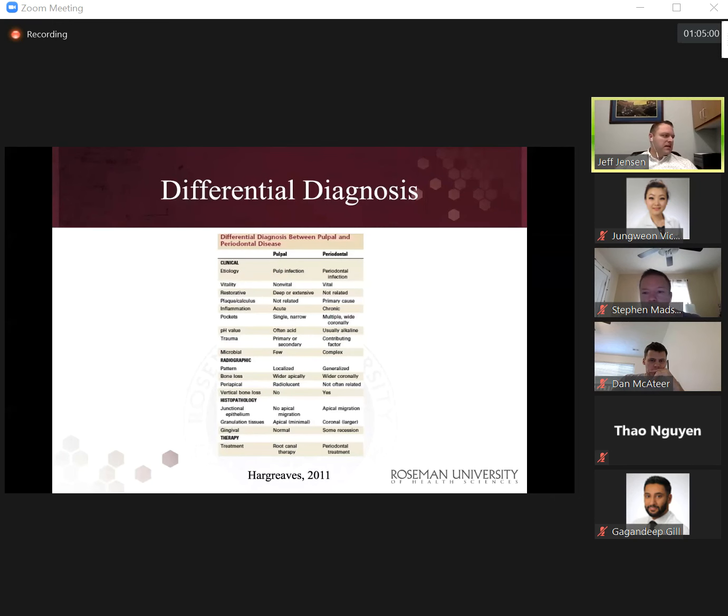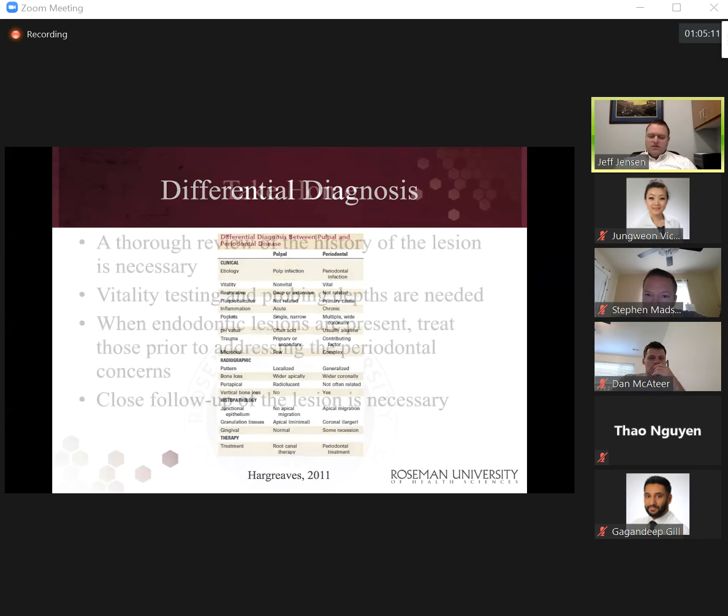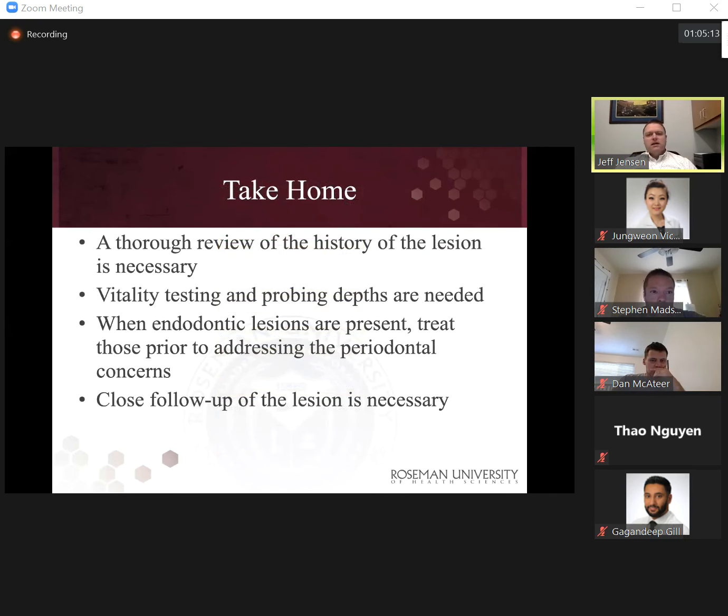I don't think I need to read that all to you. You can read through that, but again, vitality is the big thing to make the differentiation between the two. This is not a very long lecture, so the take home here is, if we're going to determine these things, we have to have a really thorough review of the history of the lesion.